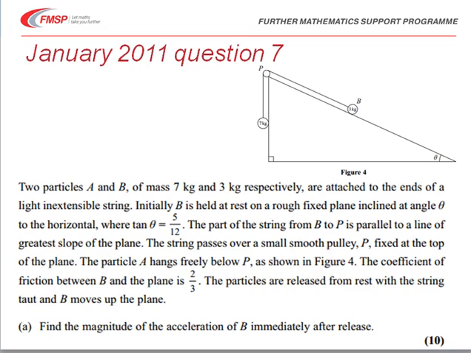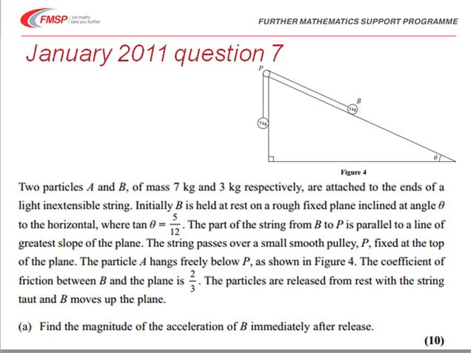We're told that tan theta is equal to 5/12. The string passes over a smooth pulley at P, and the particle A hangs freely below P. All of this is shown in figure 4. The coefficient of friction between B and the plane is 2/3. It says the particles are released from rest with the string taut and B moves up the plane.